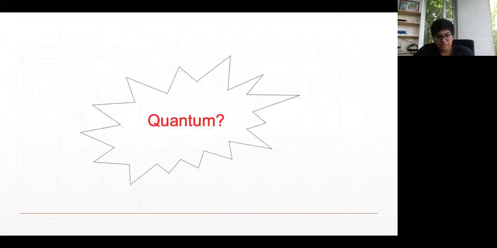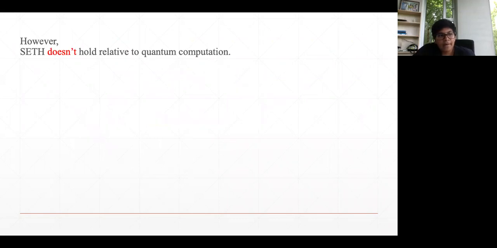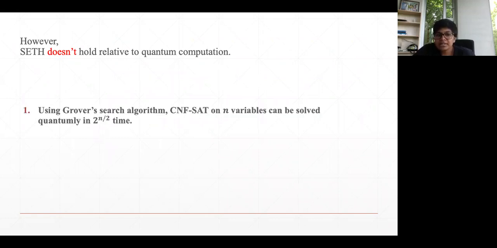But what about the quantum case? I'm a quantum person and I'm more interested in the quantum reductions and the quantum complexity of these problems. Now, remember SETH says that CNF-SAT requires 2^n time on a classical computer. Clearly, SETH doesn't hold relative to quantum computation anymore.